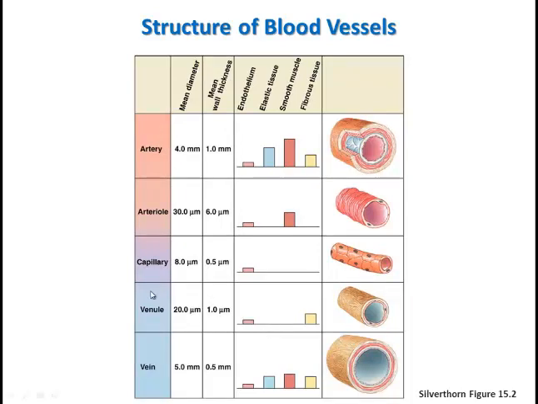And if you look at the veins, the largest veins have the greatest diameter, but the wall is pretty thin, and there are some mechanisms by which we take advantage of that to help return blood back to the heart. So the combination of the thin wall and the valves I talked about earlier help us get blood back towards the heart. I'll talk about that in just one second.